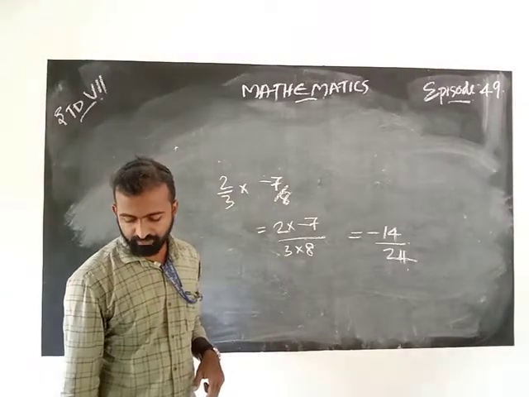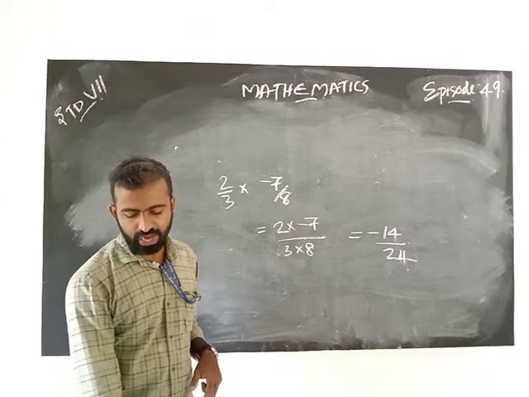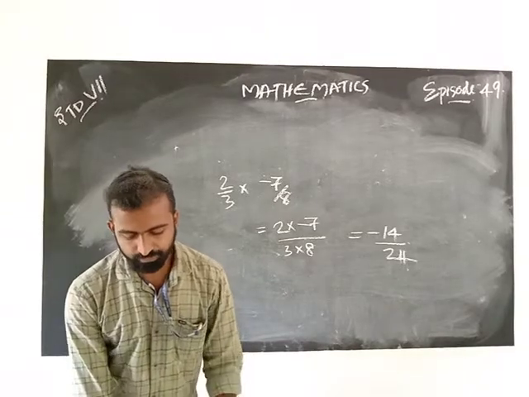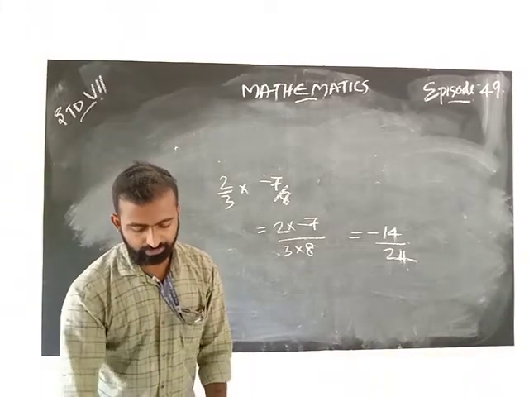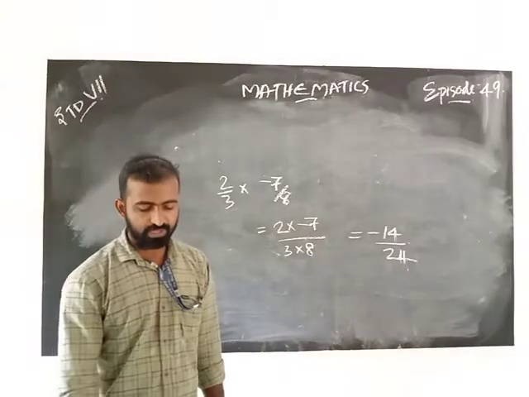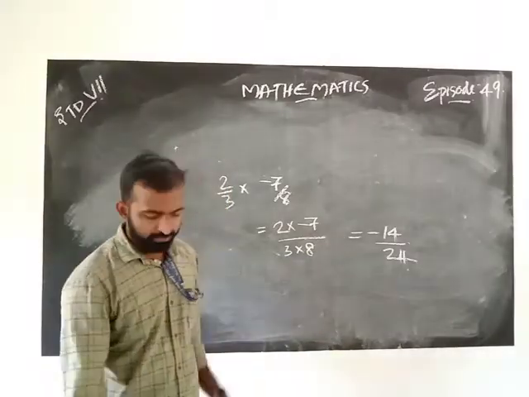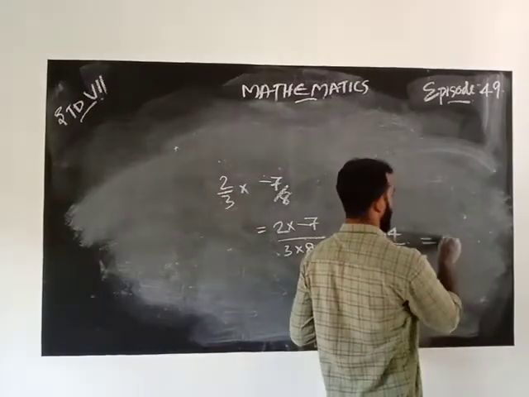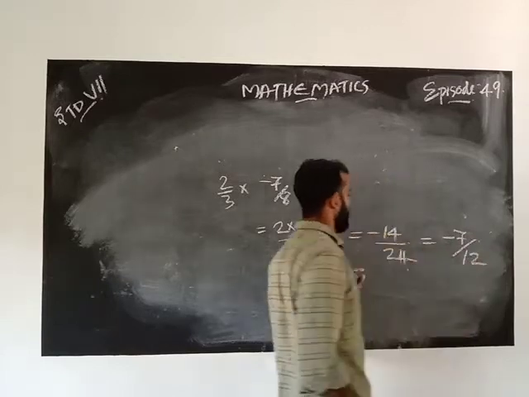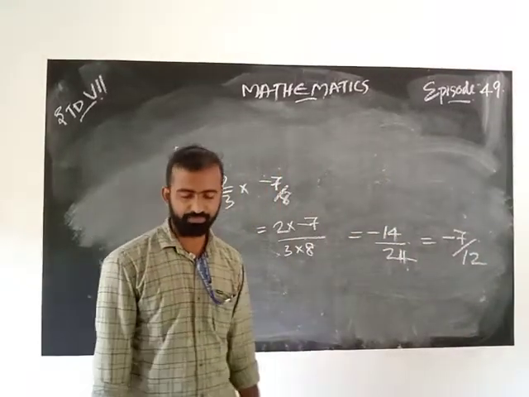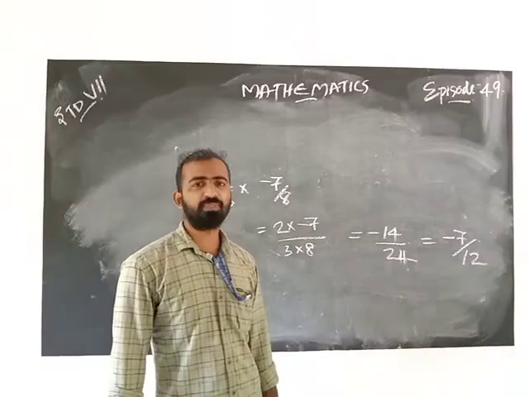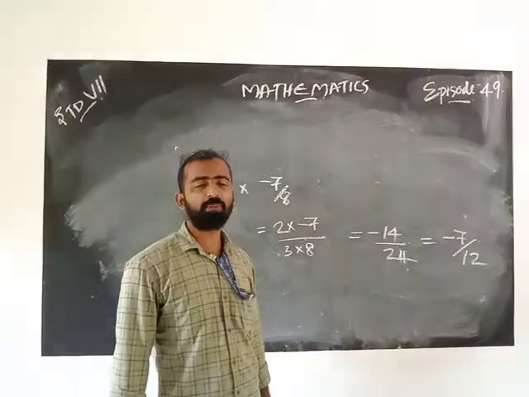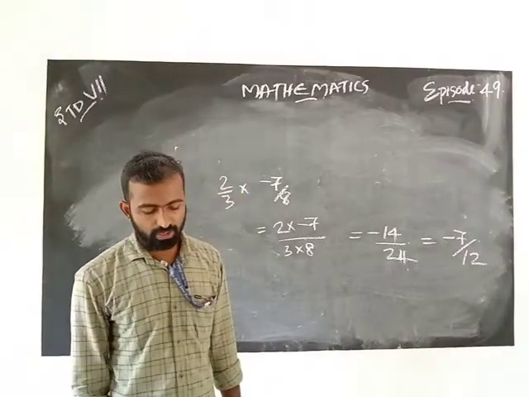We can also simplify negative 14 by 24 as negative 7 by 12. We take the HCF as 2. We divide negative 14 by 2 and 24 by 2. We will get negative 7 by 12.